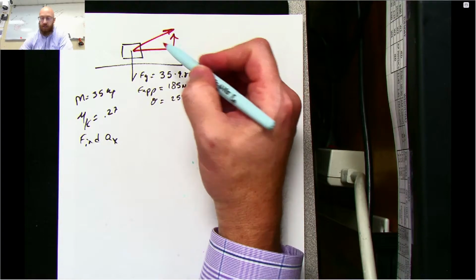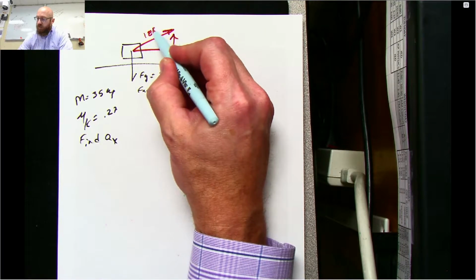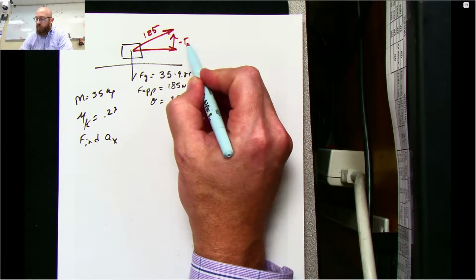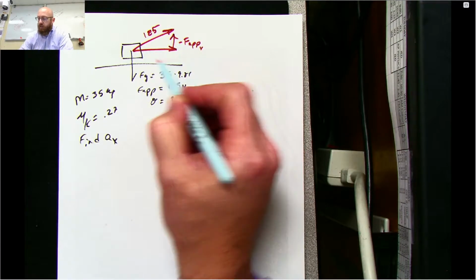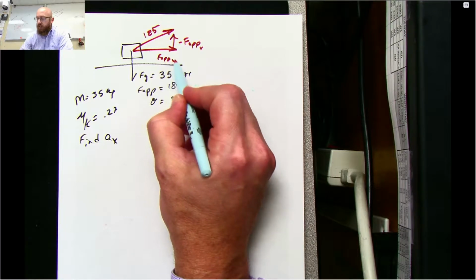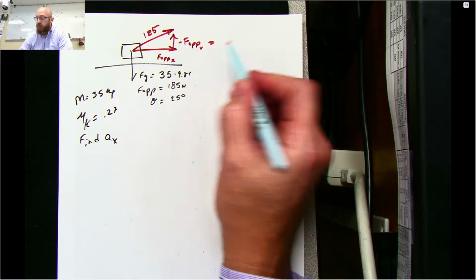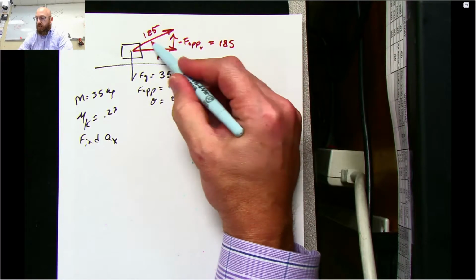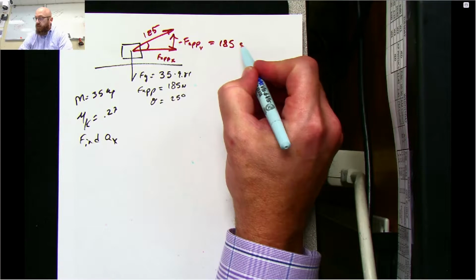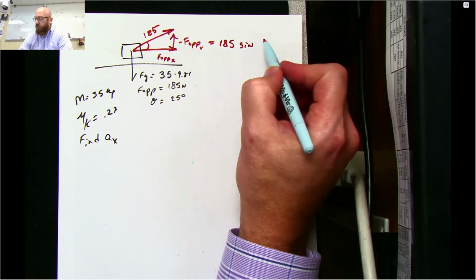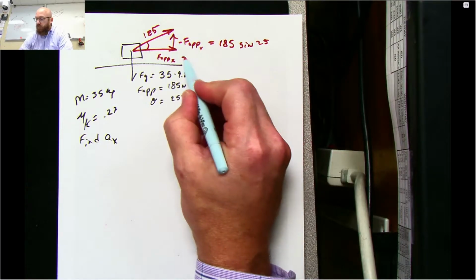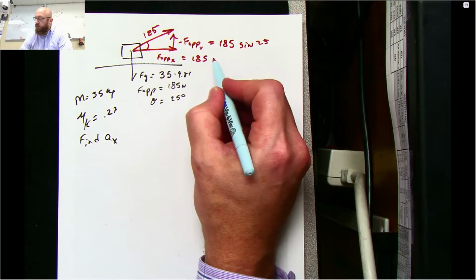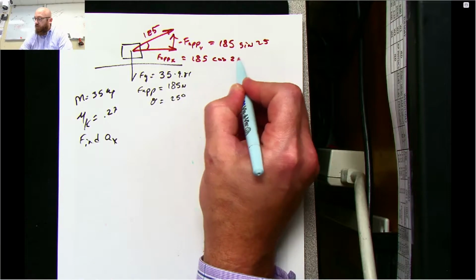So the force applied at 185 newtons, we've got to do F applied in the y here, and force applied in the x here. So again, you split the 185. The opposite leg to the angle is sine of 25. And for this one, 185 with the adjacent leg to the angle is cosine of 25.